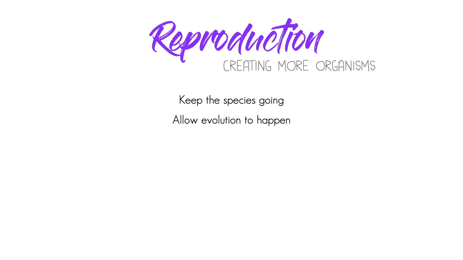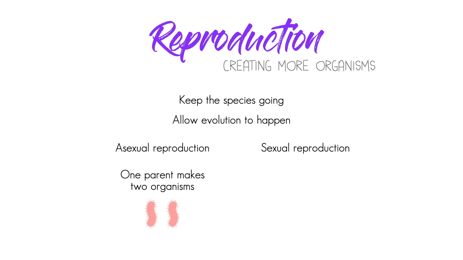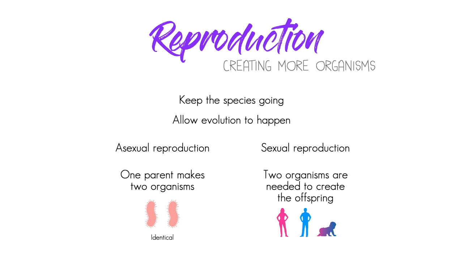As you know, we're talking about reproduction now, the creation of more organisms to keep the species going and allow evolution to happen. Yesterday we learned that there are two types of reproduction, asexual and sexual. The difference being that asexual reproduction has one parent and identical offspring, and sexual reproduction has two parents and similar offspring. We talked about asexual reproduction already, and about how the organisms created are identical to the parent.